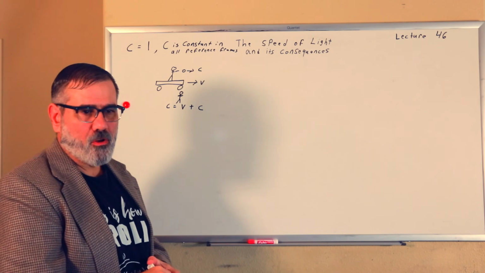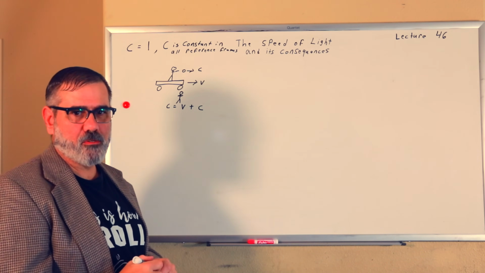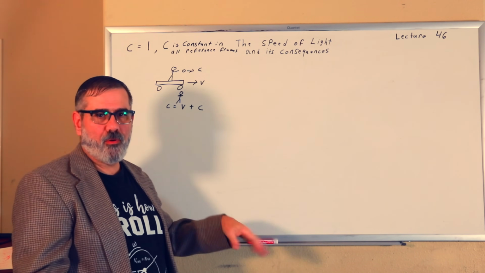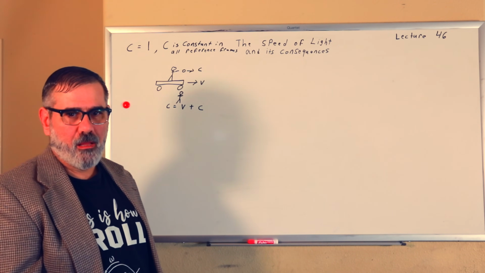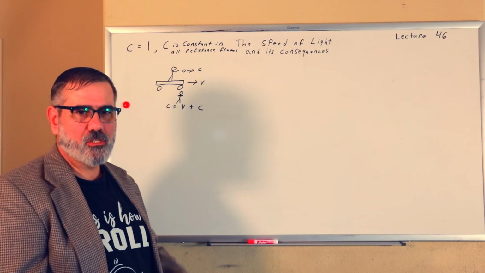So there's some strange stuff going on in moving reference frames. It's velocity dependent. If the relative velocity is 0, everything is fine. c equals c, that's normal. So we're looking at some effect that takes place in moving reference frames that has to do with the velocity.